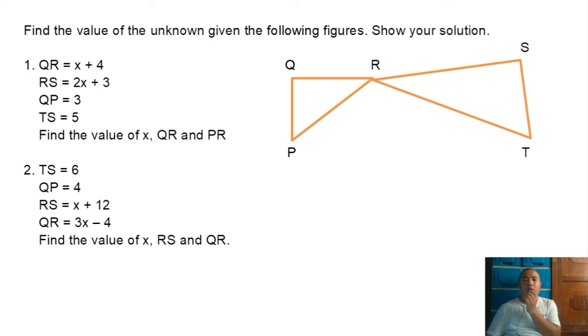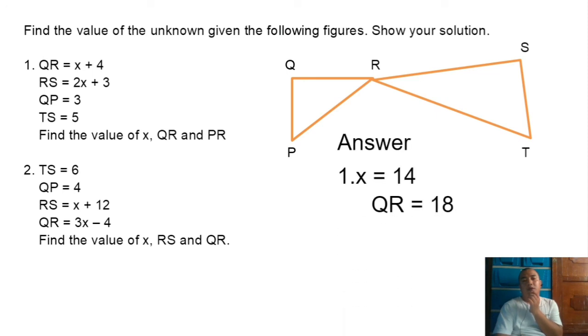Okay, for number 1, corresponding sides are proportional. x plus 4 over 2x plus 3 is equal to 3 over 5. Yan, ganun lang. Tapos mag-cross multiply ka na, you will be able to solve for x. Then after solving for x, you can now solve for QR and PR. So in number 1, x is 14. So if x is 14, what is QR? 14 plus 4, 18. How about RS? RS is 28 plus 3.